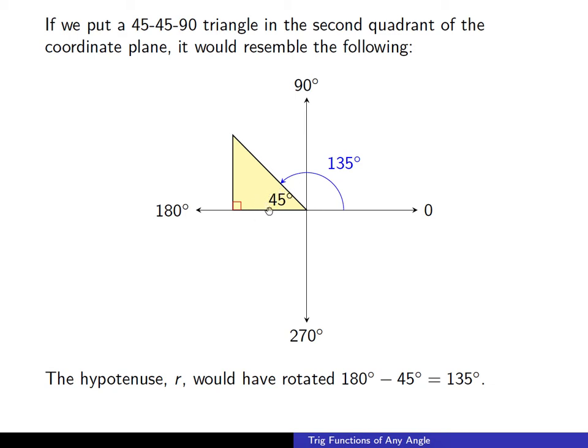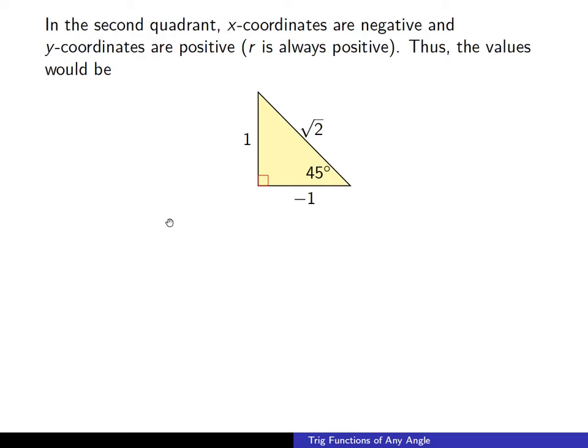This 45 degrees is called a reference angle for 135 degrees. It's essentially an acute angle that our triangle makes with the x-axis, whether it be the positive side or the negative side. So in the second quadrant, your x-coordinates are negative and your y-coordinates are positive. And keep in mind that r, or the hypotenuse, is always going to be positive.